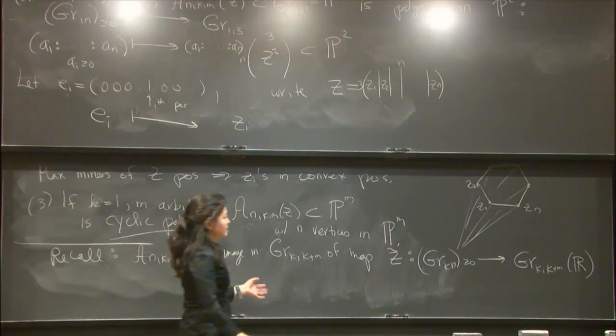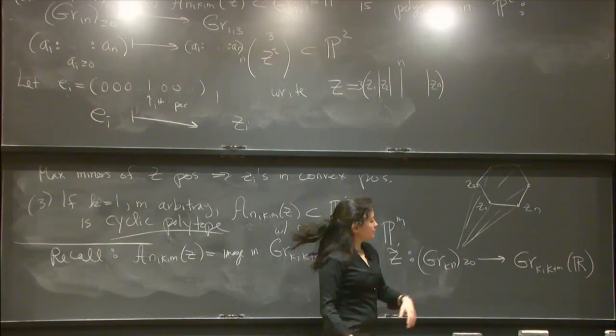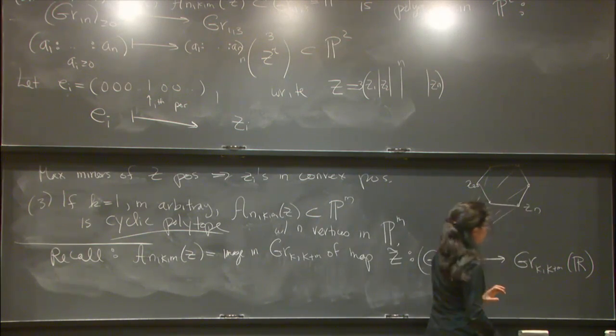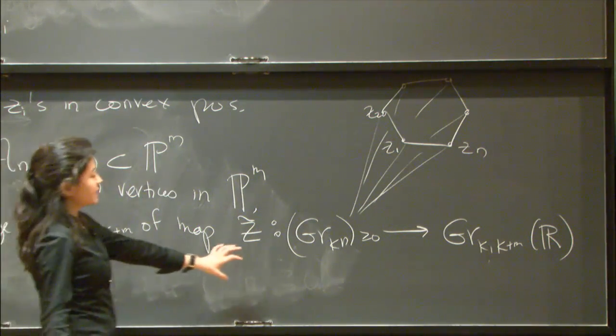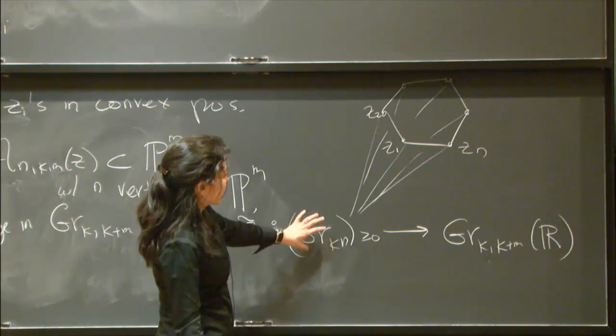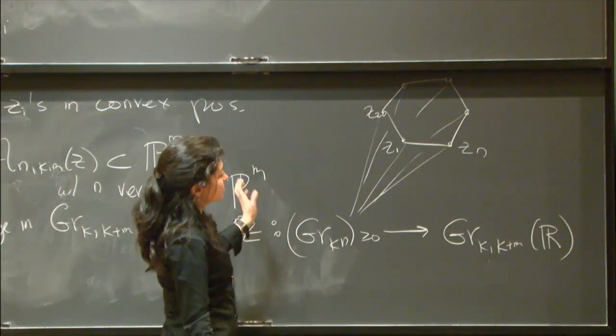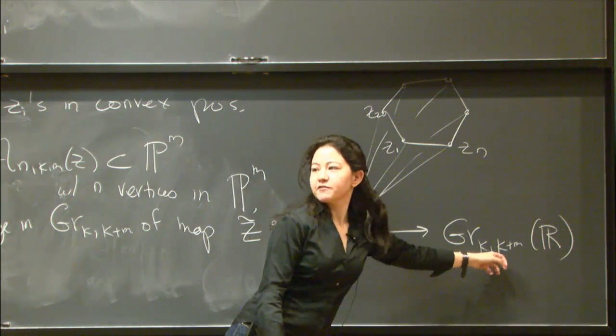Now, the image is full dimensional, and this Grassmannian has dimension k times m. So you might hope that on the left-hand side you can find a collection of k times m dimensional cells whose images would give a partition of the amplituhedron.